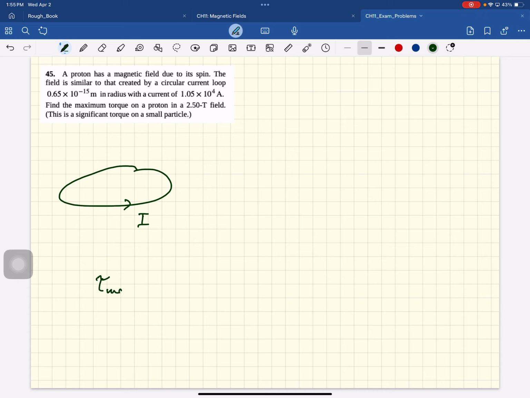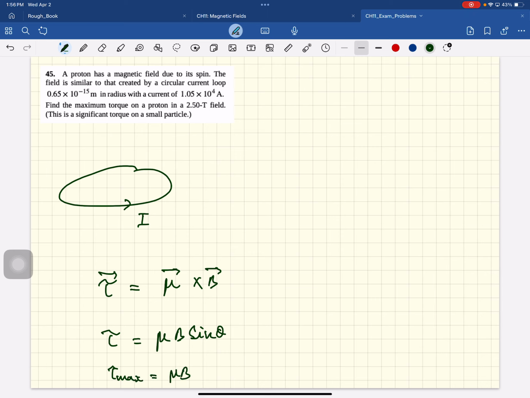So the torque is given by mu cross B, and max torque is mu times B. The magnitude of the torque would be mu B sine theta, where theta is the angle between mu and B, and so the max torque will be mu times B, and mu is I times area. And this is a circular loop, so the area is pi r squared.